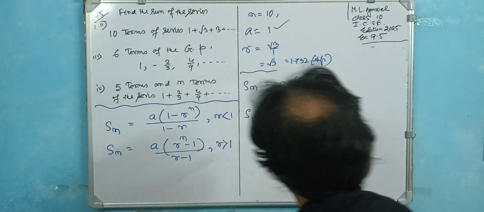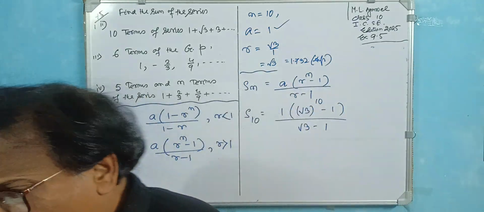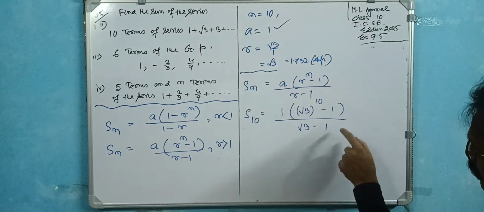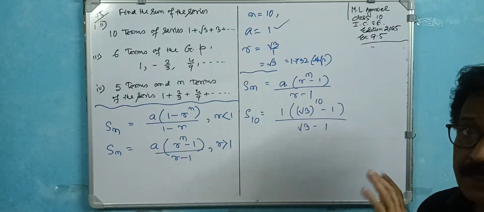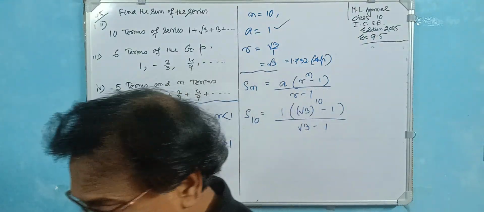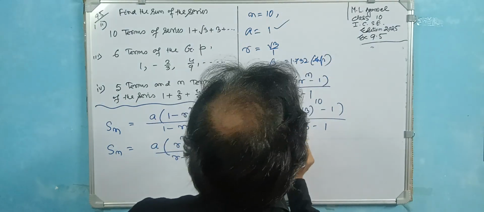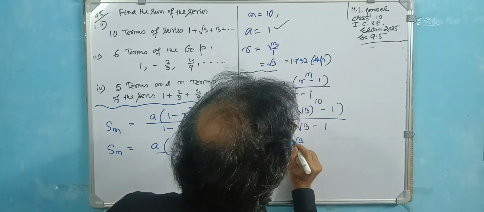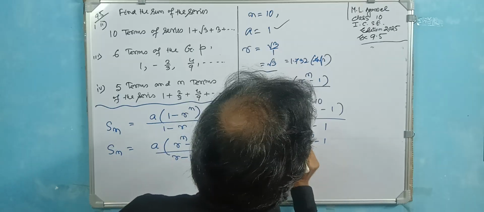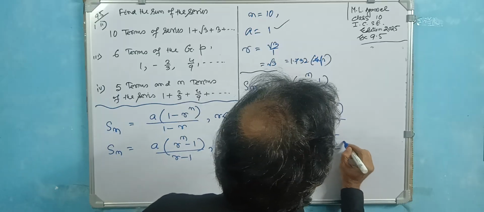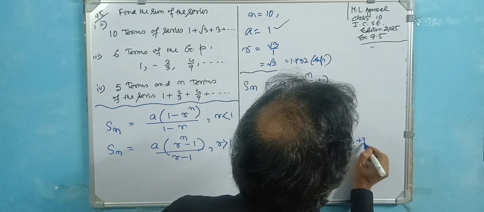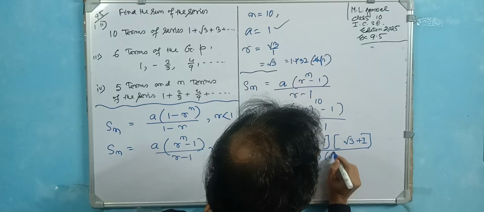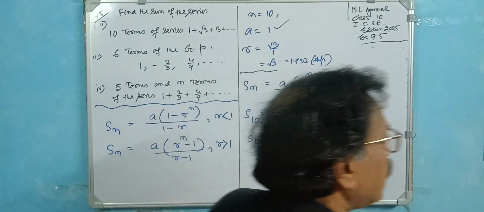Root 3 to the power 10 minus 1, divided by root 3 minus 1. Now here use the idea of rationalization. Because in the numerator and denominator, here is root 3 minus 1. To eliminate it from the denominator, you just multiply both numerator and denominator by root 3 plus 1. Because of the elimination process, root 3 minus 1 times root 3 plus 1. You know (a plus b)(a minus b) equals a square minus b square.